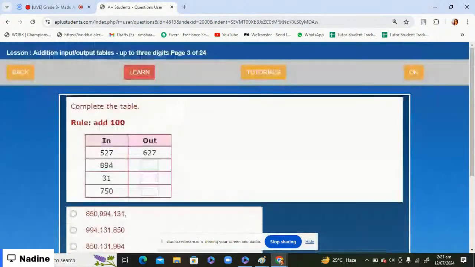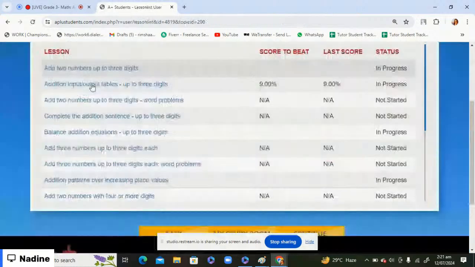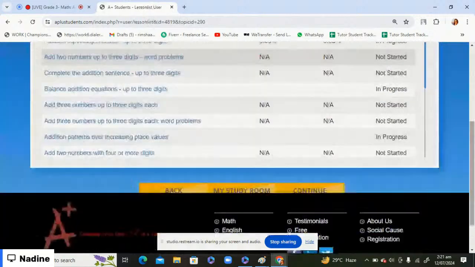Now let's discuss the next chapter. So solve the rest of the questions by yourself, all right? The next chapter is add two numbers up to three digits word problems. So here we're going to add up two numbers up to three digits. These are the word problems.